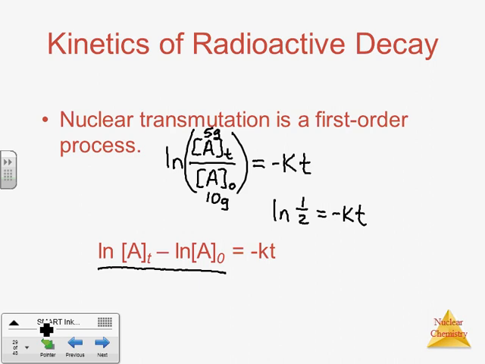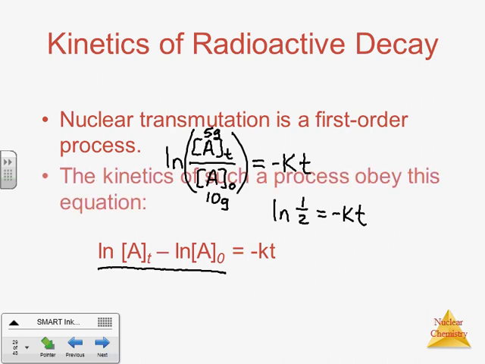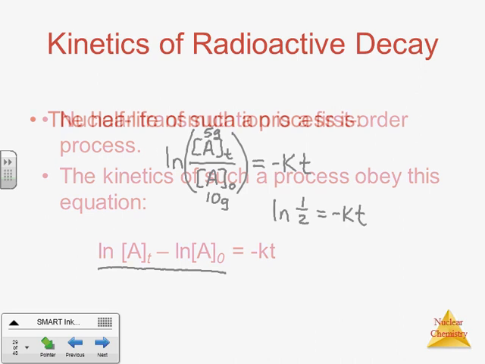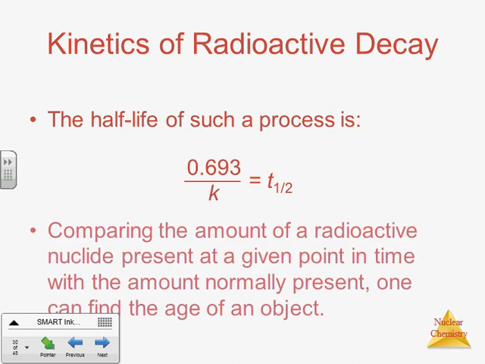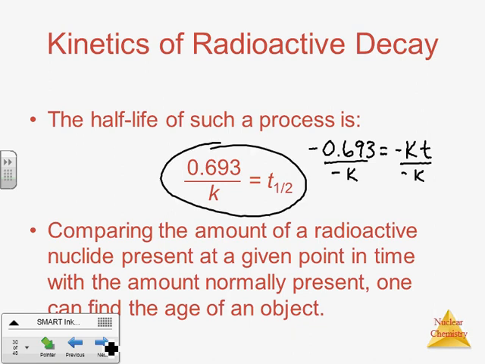Well, the natural log of 1/2, if you actually calculate out that number, is 0.693. Or actually, it's negative 0.693, which is equal to negative kt. Then if we rearrange that equation and divide both sides by negative k, we end up with this equation right here: t1/2, which just means time of the half-life, equals 0.693 divided by k. The negatives cancel out here.